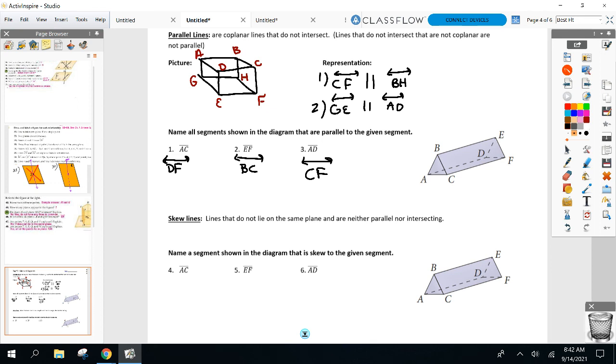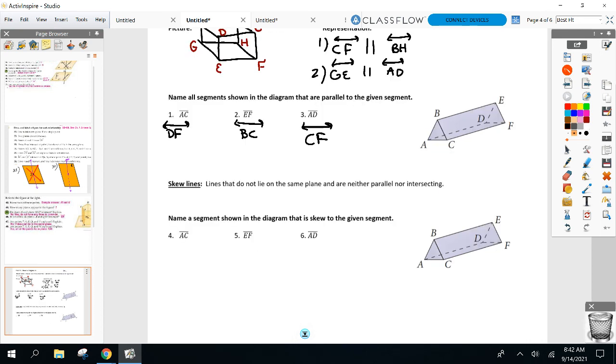Now that you know what skew lines are, let's see. Can we find a line that's skew to AC in this diagram? It can't be on the same plane, so don't give me AB or BC. It can't be parallel to it, so don't give me DF. And it won't intersect in three-dimensional space. Think we can come up with one now?